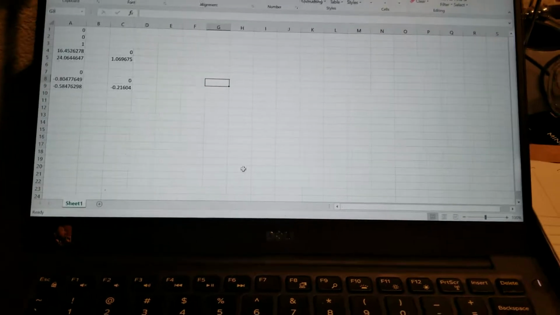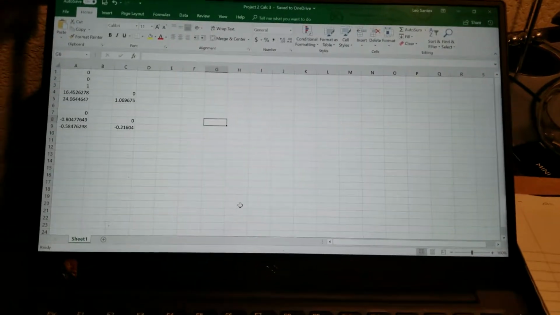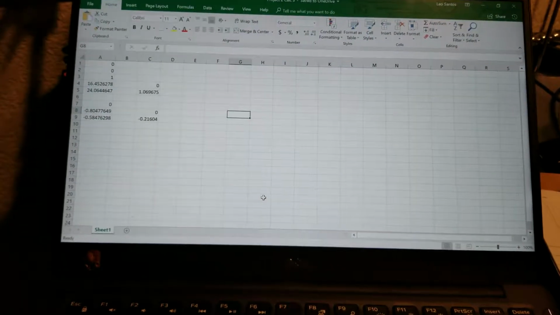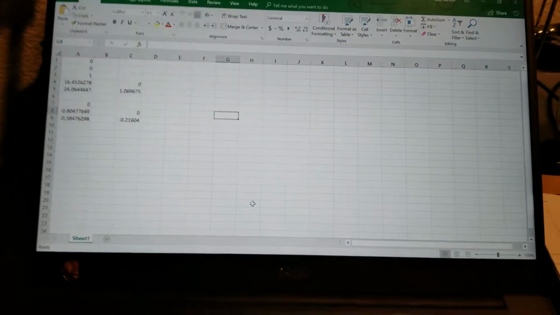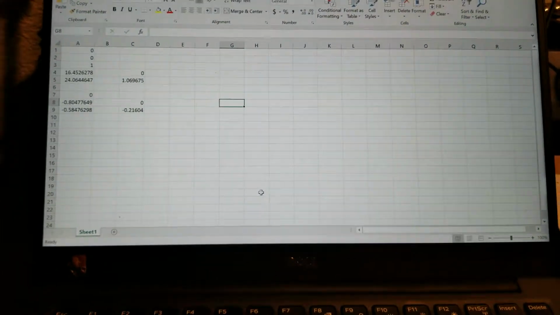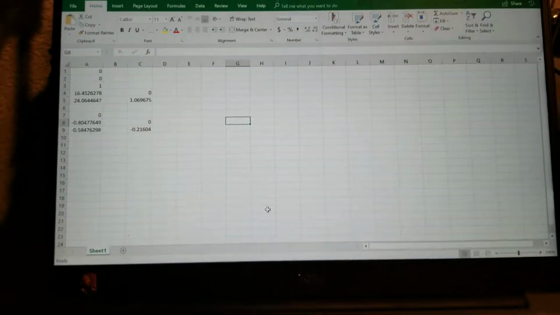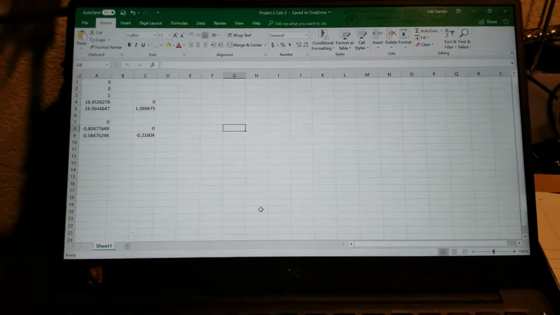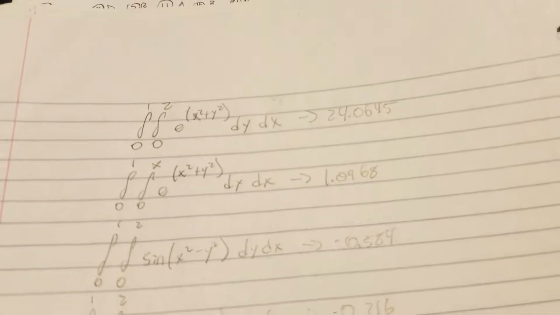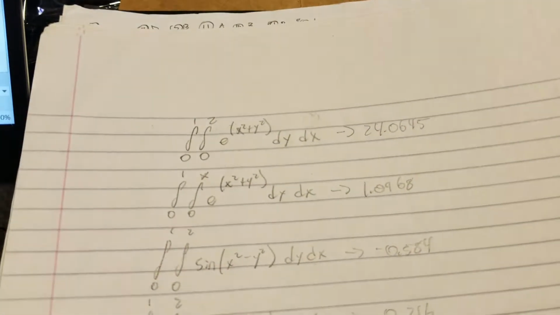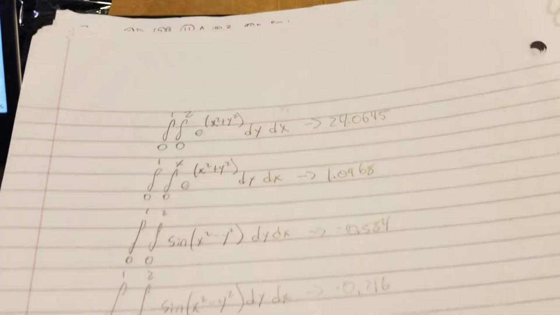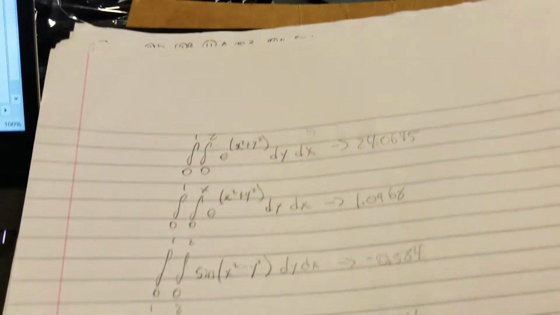I did this in Excel, and what I used was a free Excel extension or add-on called QuadF, and it's used for integration in Excel, and it's completely free. And these are the four functions that we needed to put in the Excel function to get each of these numbers, and I'll go through them one by one.